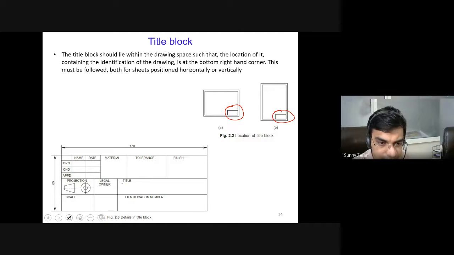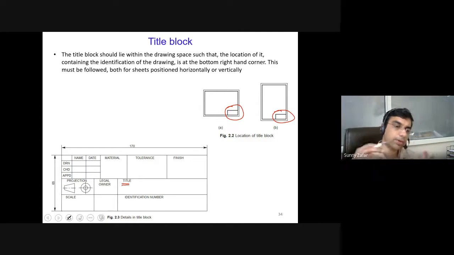First of all, it contains the title, that is, what this drawing is about, what is the name of the part for which the drawing is there. Then what are the tolerances, what is the level of surface finish, what is the material of this part, who has drawn this drawing, the name of the person, then who has checked this drawing and who has approved this drawing, and on which date it was done.